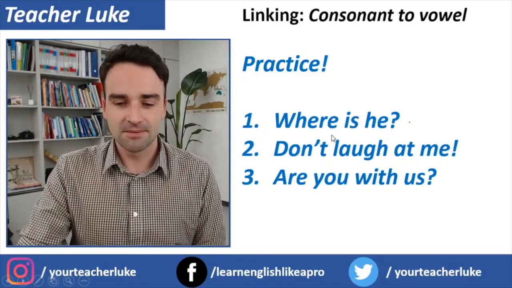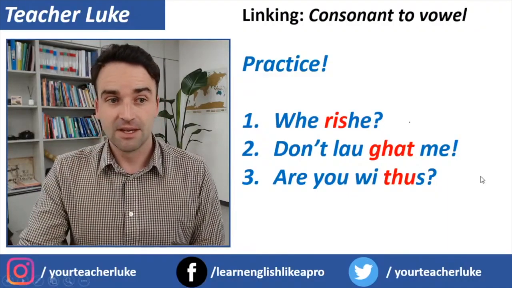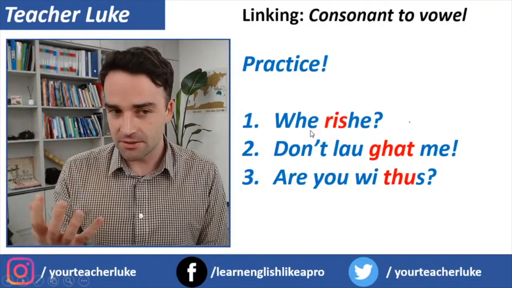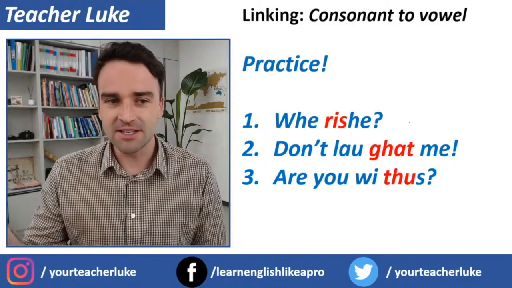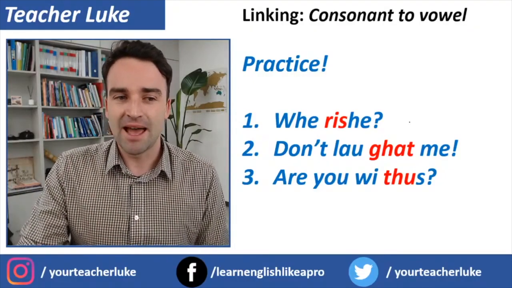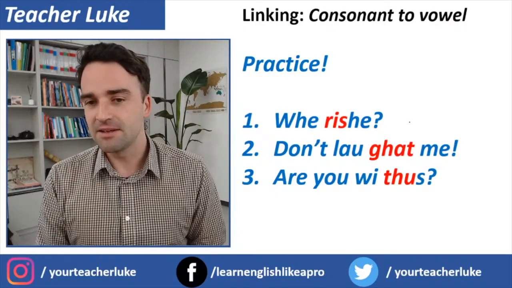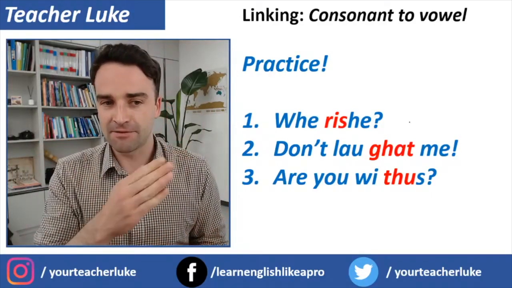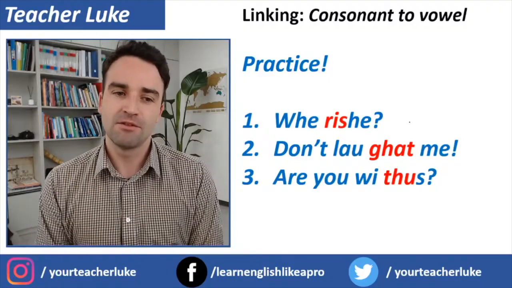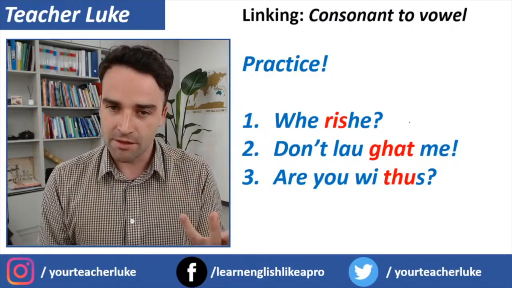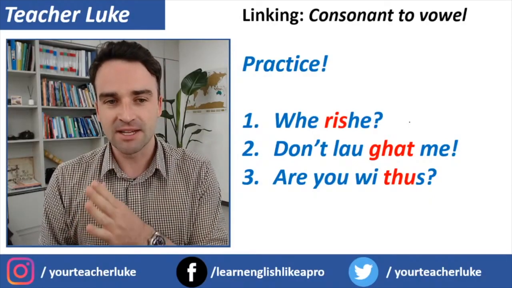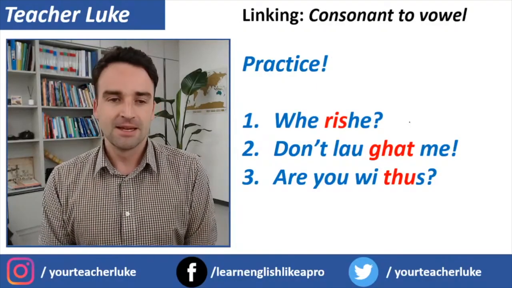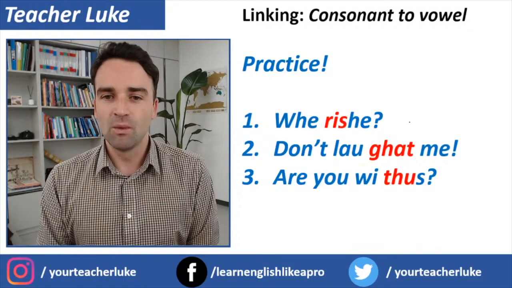Okay, so let's go through the answers. So here's what we have. We can say, where is he? We can link where, because that ends in an R sound in most pronunciations. Where is he? Then number two. Don't laugh at me. Laugh, the last sound is F, and at obviously starts with a vowel, A. So laugh at me. Then number three, with, the last sound in with is th, and the first sound in us is a. So we link that together. Are you with us? So this is linking number one, consonant to vowel.